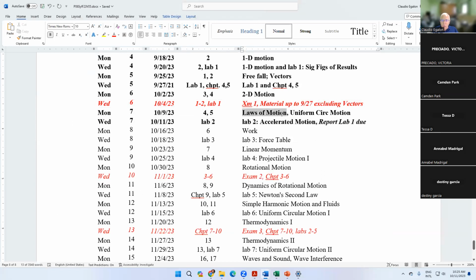Laws of motion, right? Okay, we didn't do uniform circular motion, unfortunately, so we have to adjust the schedule. Hopefully, we will be able to do chapters 5 and 6 next time, right? Okay, report 1 is due.